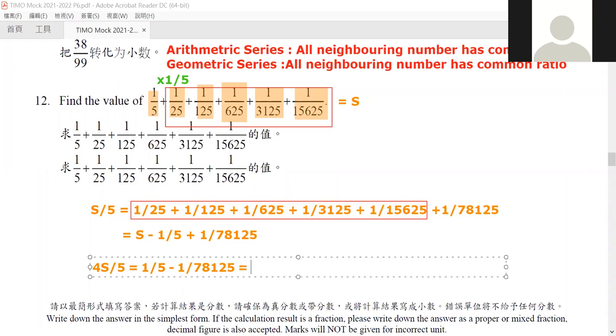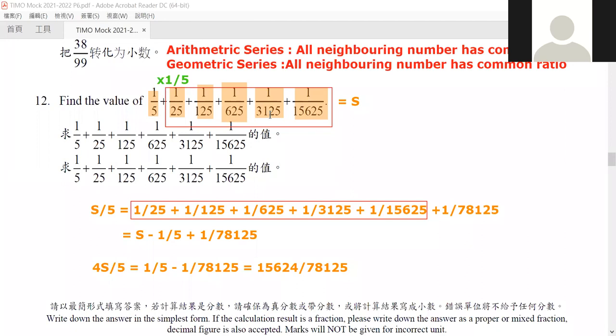This would be hard to calculate, but you can try and find it out. It will be 15624 divided by 78125. Then all you need to do is multiply both sides by 5 and divide by 4. So what we get is 15624 divided by 4, which means S equals 3906.